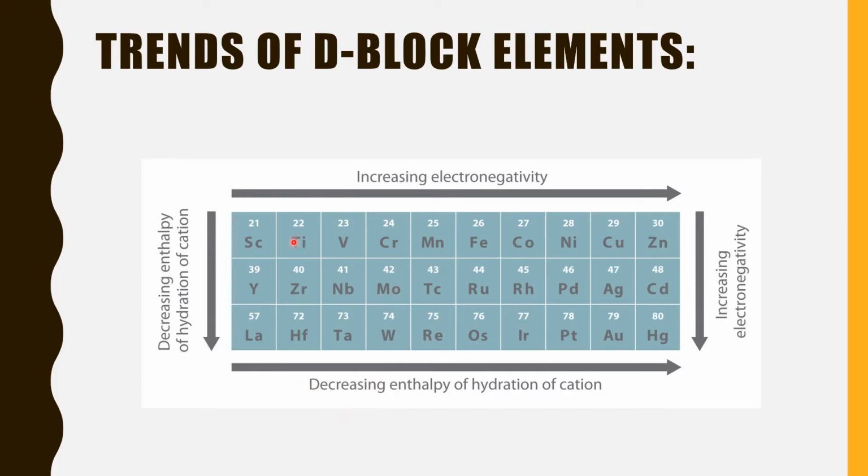On moving from top to bottom, the enthalpy of hydration of cation decreases from scandium to lanthanum, and from scandium to lanthanum, the electronegativity increases. These are the trends of d block elements.